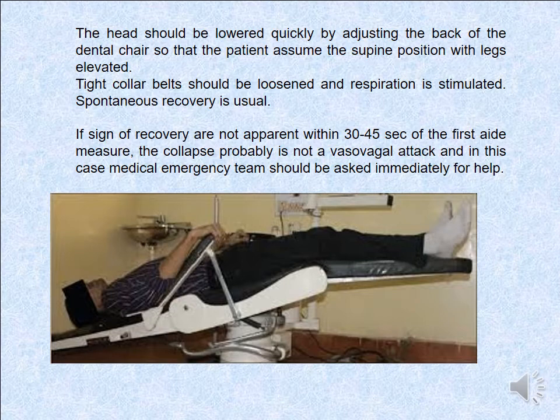If signs of recovery are not apparent within 30 to 45 seconds of the first aid measures, the collapse probably is not a vasovagal attack, and in this case the medical emergency team should be asked immediately for help.